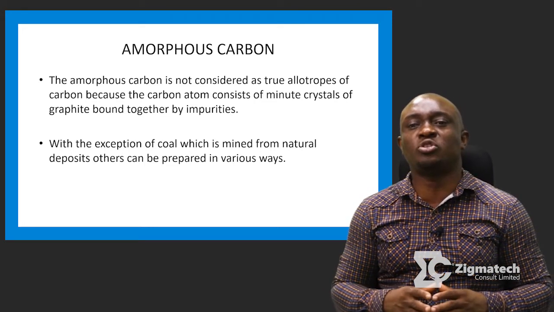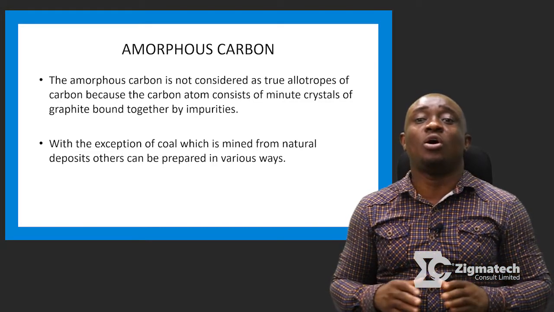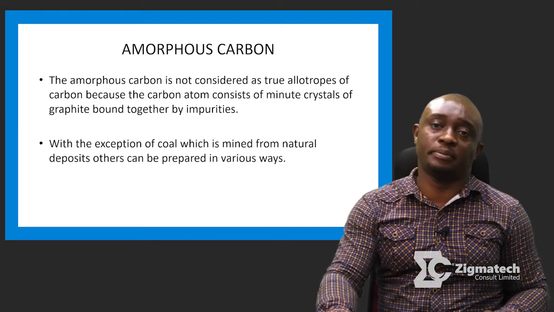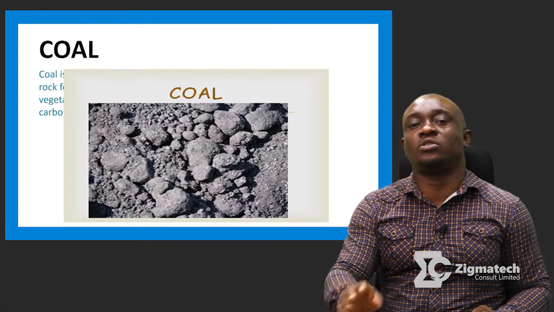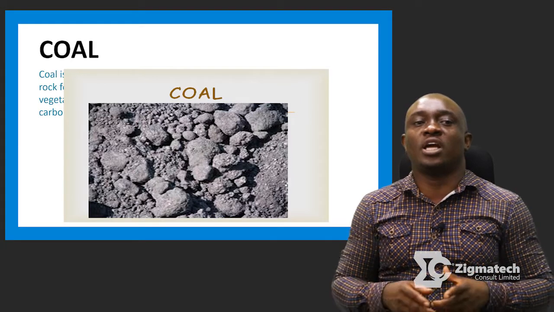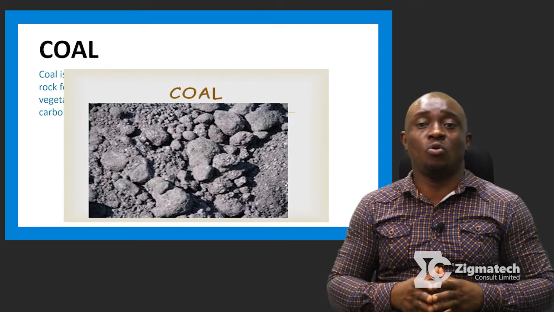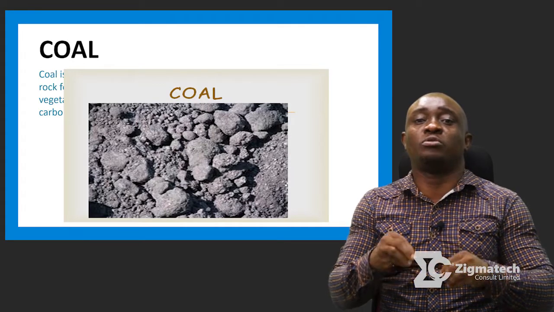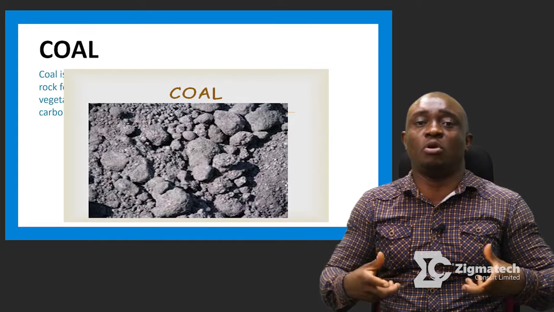Then, with the exception of coal, which is mined from natural deposits and occurs naturally, others can be prepared in various ways, as I'm going to outline. Number 1, coal. When you look at this picture, you see coal in a raw form. Coal is a rocky fuel that comes from vegetation, or you can get it from the farm. And when you move around, like in Enugu, you can get coal. If you look at it from this picture, it seems as if it's a lump of gravels or lumps of refuse dump that are being kept together, they decay and they form a sticky block material.